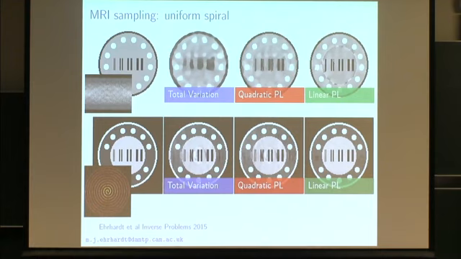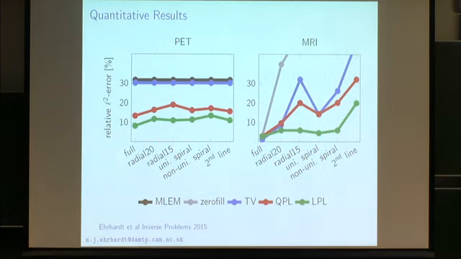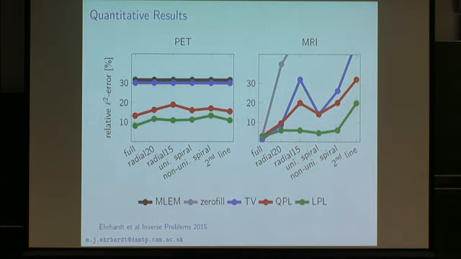And this is not only true for these radial sampling schemes, but also true for the spiral sampling scheme. And if we now look at some quantitative results, then we can see, with PET on the left and MR on the right, that if you do joint reconstruction, either with the quadratic prior in red or the linear parallel sets prior in green, this consistently outperforms the separate reconstruction for PET, independent of the undersampling scheme.